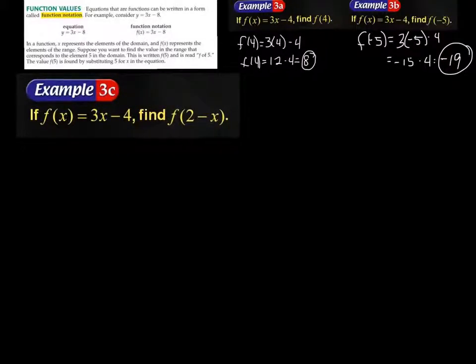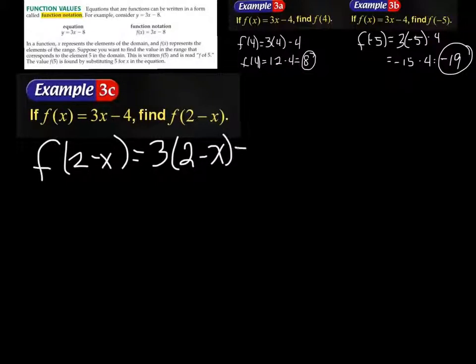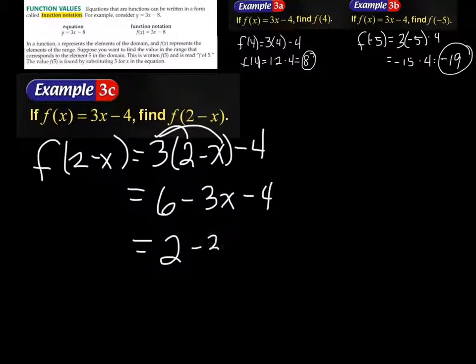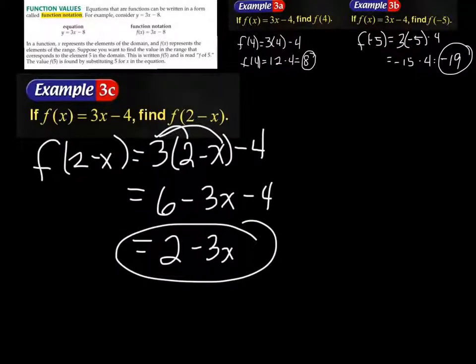Now, what if we wanted to find f of an algebraic expression like 2 minus x? Not a problem. F of 2 minus x, in the parentheses, I replaced x with 2 minus x. So on the right side, I'm going to replace x with the same thing, 2 minus x. So all I have to do is distribute. So 3 times 2 is 6, minus 3 times x is 3x. And combine like terms, 6 minus 4 is 2. Those are the only terms I can combine, so I am done.